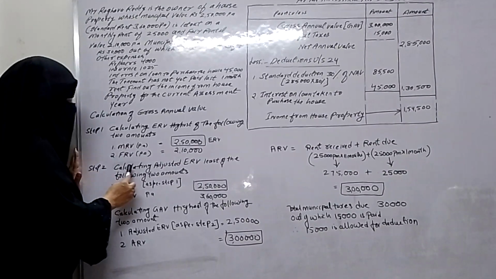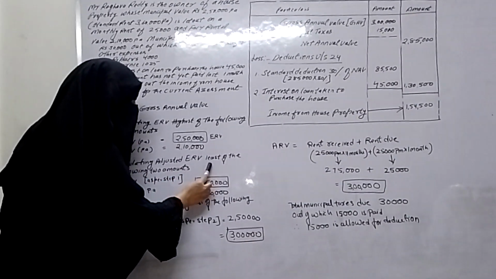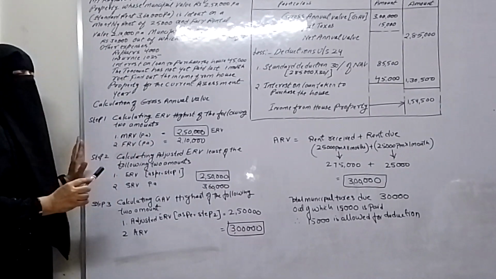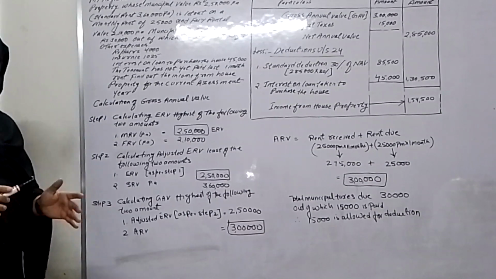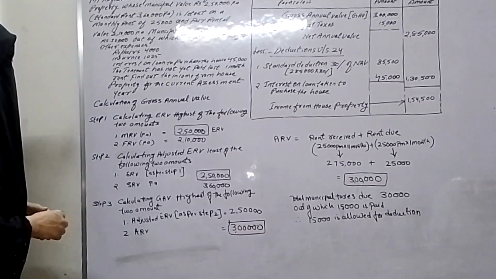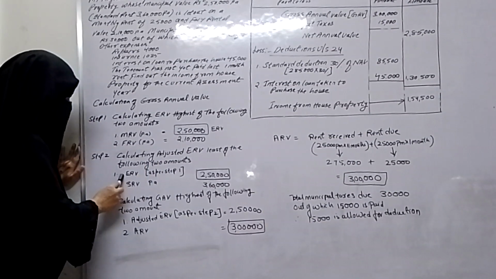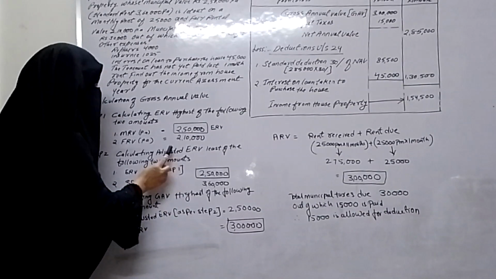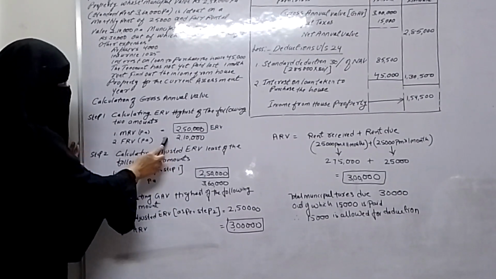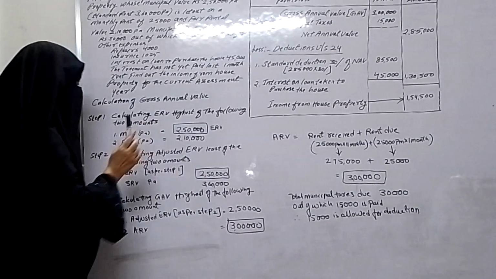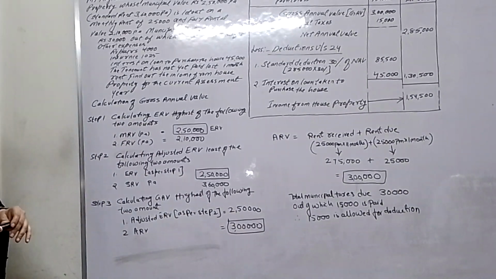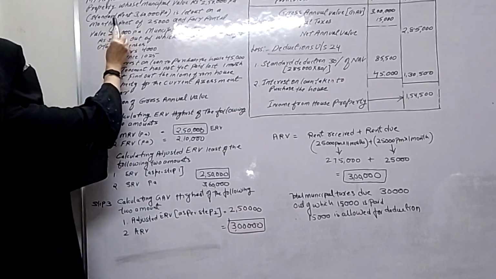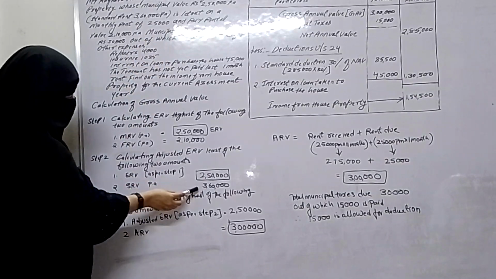Now the second step is calculating adjusted ERV, the least of the following two amounts. Adjusted ERV we calculate when standard rent is given in the question. So adjusted ERV, number 1 ERV, number 2 SRV. ERV as per step 1, just now we found the ERV. ERV in this case is 2,50,000. And next is number 2 SRV, standard rental value. Standard rental value is given in the question, standard rent 3,60,000 per annum.